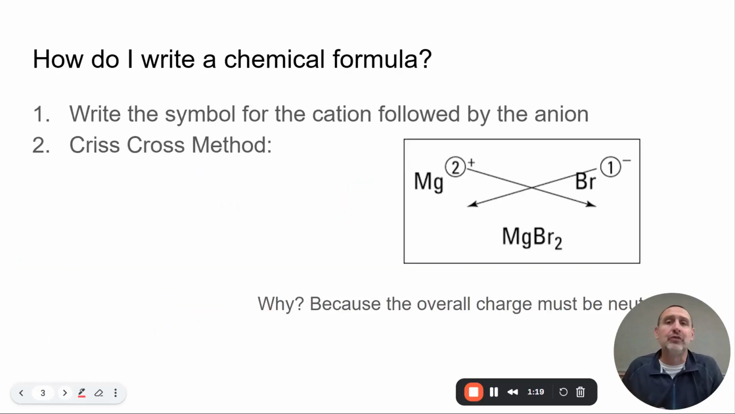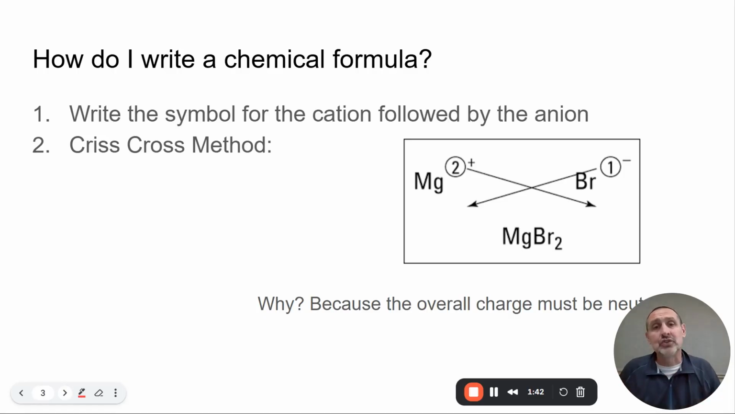So when I write a chemical formula, what I need is an overall charge that is neutral. To do that, I need to know the charges of the individual atoms. Magnesium, group 2, plus 2 charge. Bromine, group 17. Now that it's an ion, bromide, it has a -1.